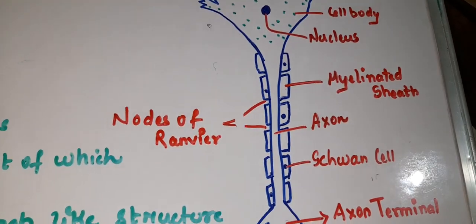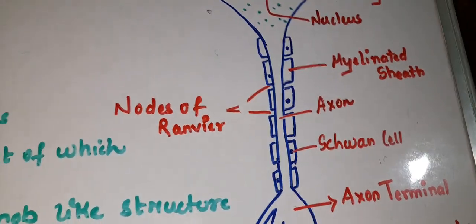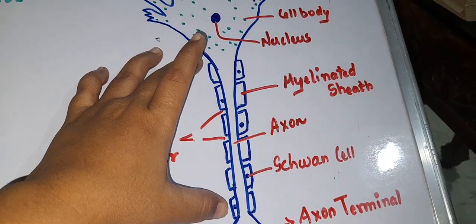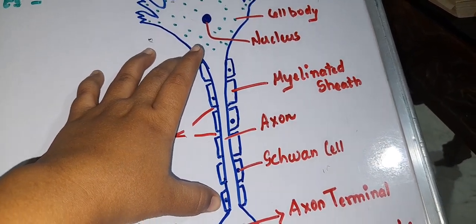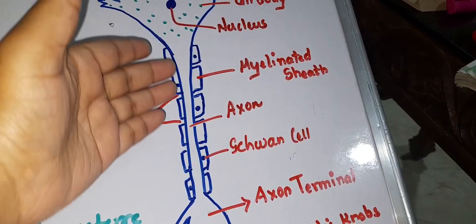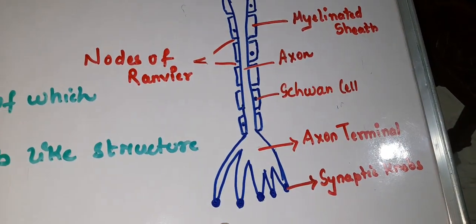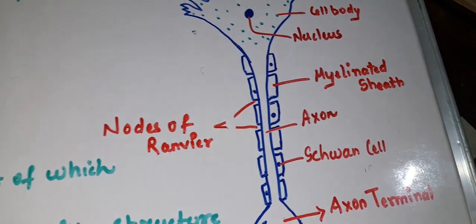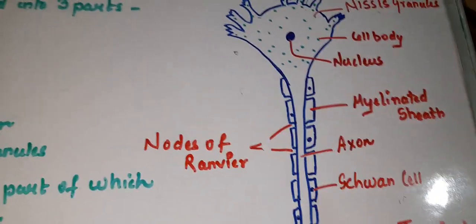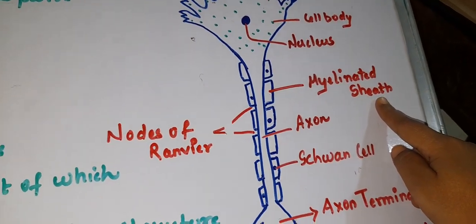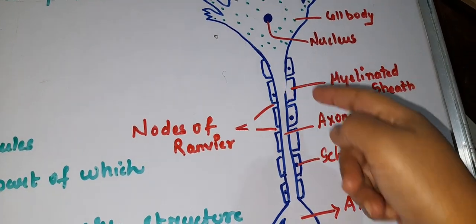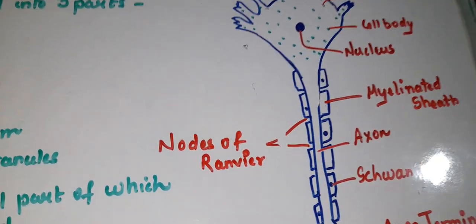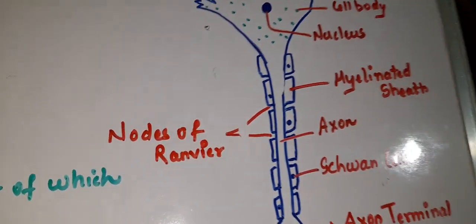Then comes the axon part. This is the long fiber, the axon, and it helps in the transmission of impulse towards the terminal part of the neuron. The axon can be of two types, myelinated and non-myelinated. Here I have shown a myelinated nerve fiber. Myelinated nerve fiber means this axon consists of a sheath or membrane around it, which is called the myelin sheath.